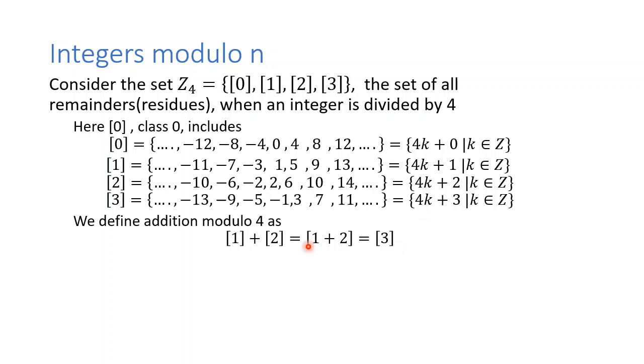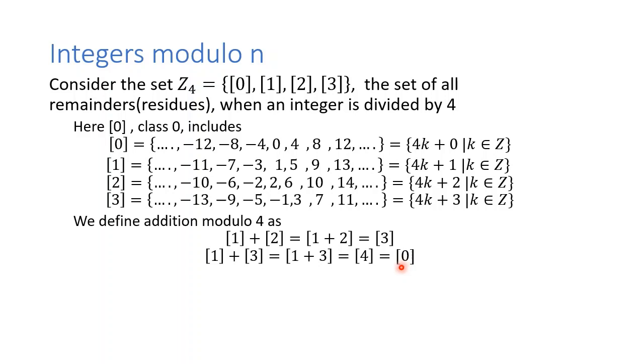Suppose you are adding class 1 with class 3, you will have class of 1 plus 3. 1 plus 3 is 4. This 4 comes into class 0. So in integers modulo 4, 4 is equivalent to 0. So this 0 can be obtained after dividing the result of this addition. In adding these two, you have some result, and that result you divide by 4, get the remainder, and write it in this class.